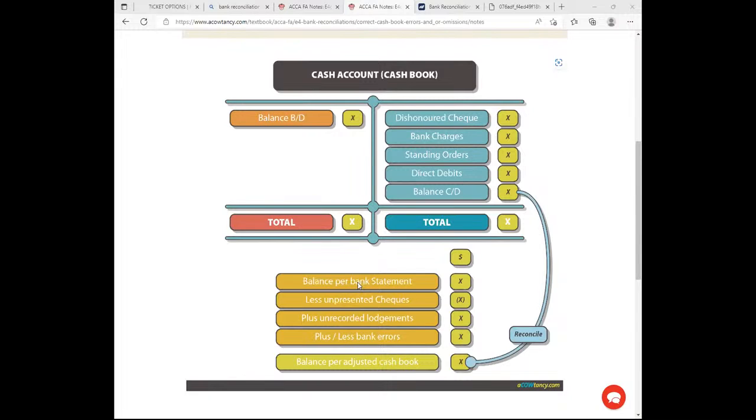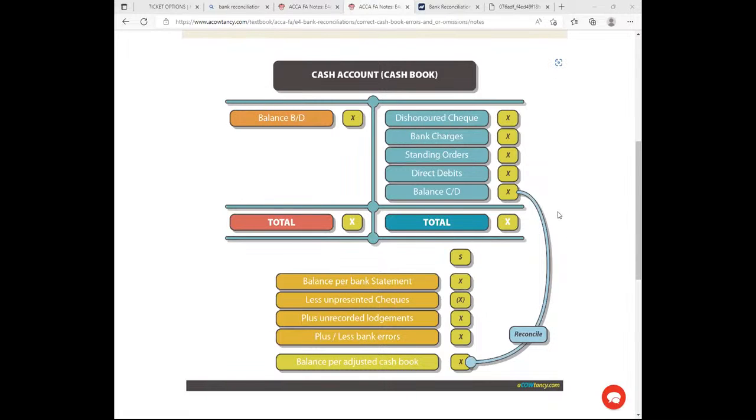If there are any errors, if you get your bank making errors, that's not a very serious bank. Good banks should never make errors. This entry here, we should not be thinking about it a lot. And then, of course, we should be able to get what we call the balance per adjusted cash book. And this balance that you get now should be exactly equal to the balance here.